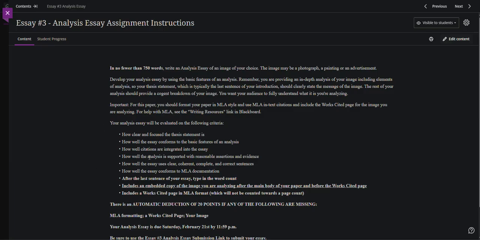Let's see, how well your analysis is supported with reasonable assertions and evidence. In other words, make sure that what you're saying makes sense. Make sure that the reasons why it means this or what it says make sense for your image. Of course, also how well you use clear, coherent, complete, and correct sentences, because this is a formal academic essay. So while you are still giving your opinion, you're backing up your opinion with evidence about why you think what you think the message is and how you think it's being conveyed by the picture. You still need to make sure that you're conveying that in a professional manner.